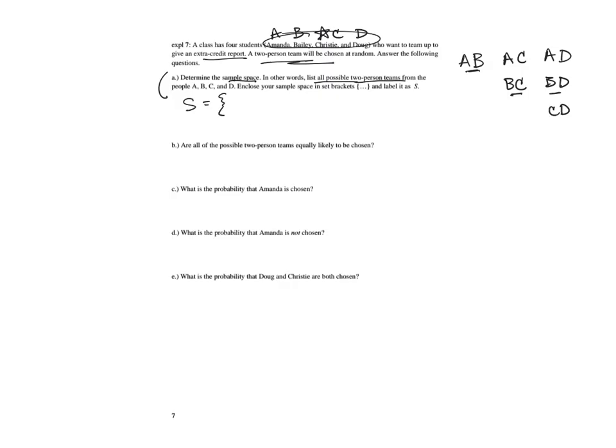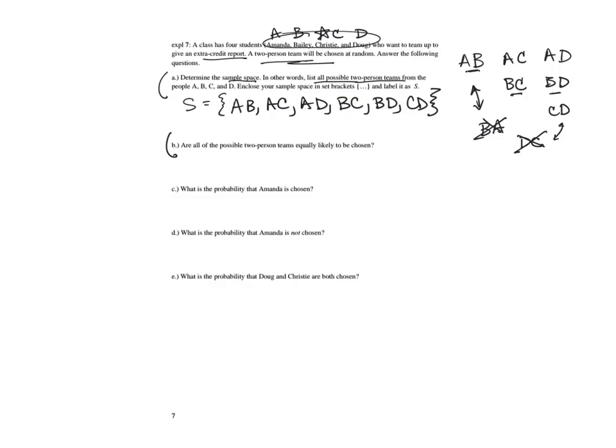Christy and Doug. Now, I don't have to do DC because this is the same 2-person team as CD, right? For the same reason, BA is the same thing as AB. So I don't need to call BA out. And I'm going to write my sample space with all of those options for 2-person teams separated by commas. There you go. All right.